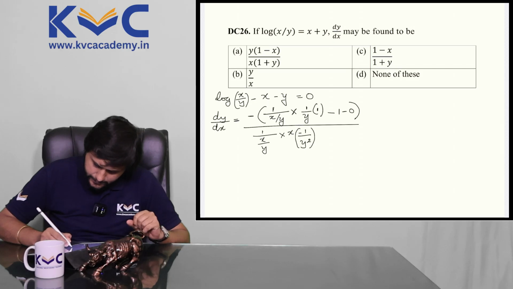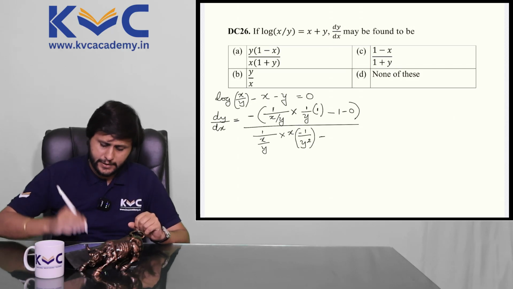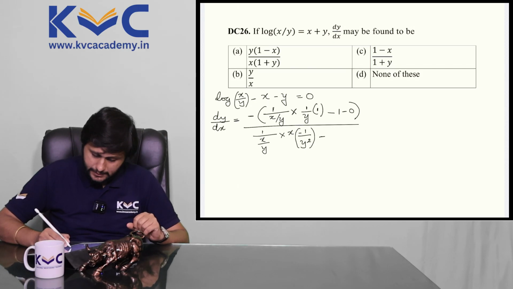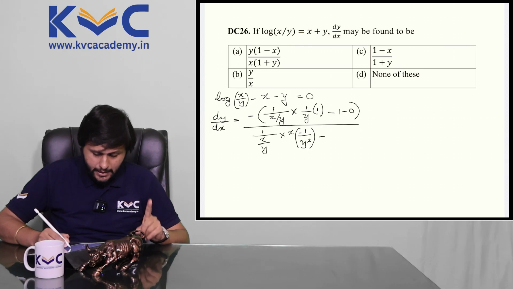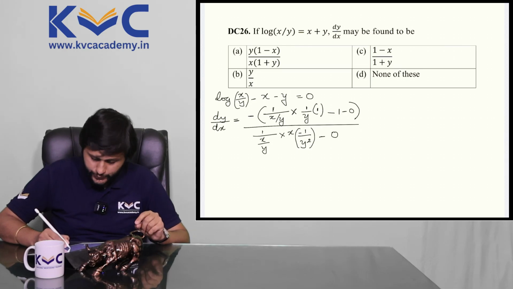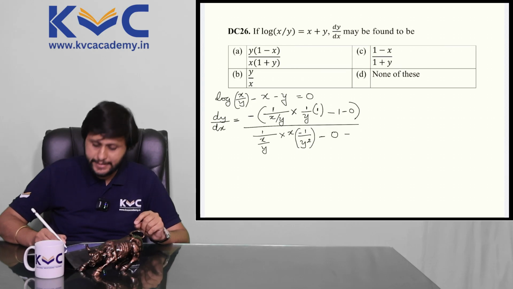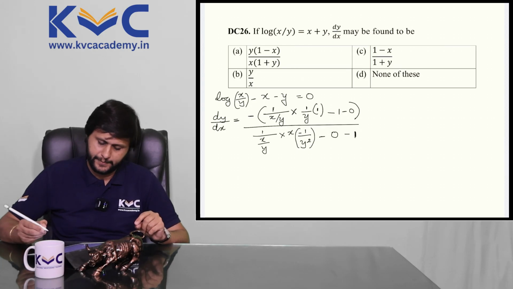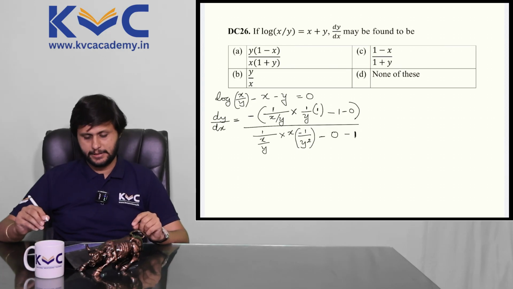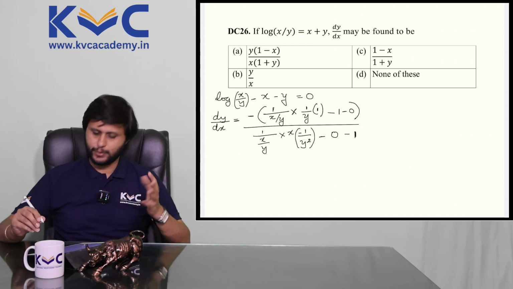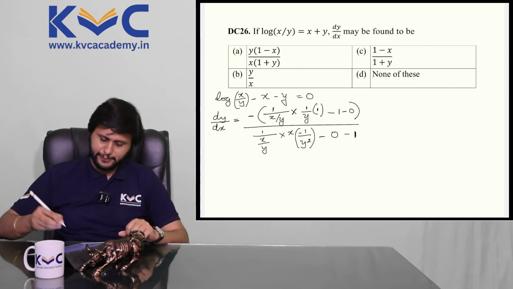Okay, fine. Minus differentiation of x. Remember, it's with respect to y and x is constant, so 0. Differentiation of y is 1. Done. Differentiation is done. Definitely answer is not there, so it's fine. We will have to simplify further.